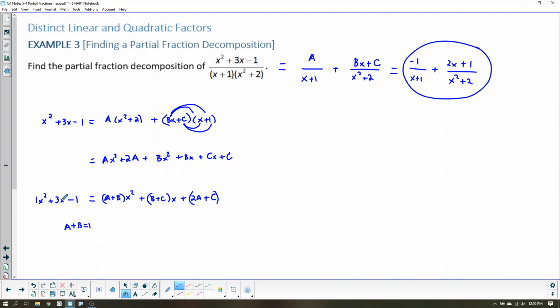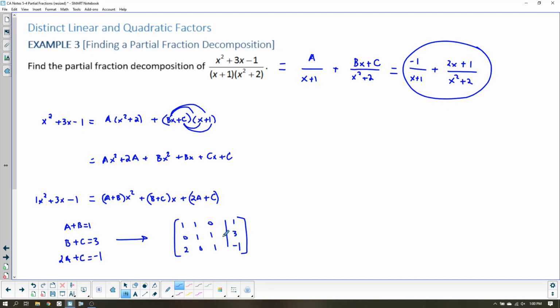For these to be the same, that coefficient has to be a 1. Similarly, the coefficient of the x has to be 3. So b plus c has to be 3. And then finally, this constant has to be equal to that. So 2a plus c has to equal -1. So what you end up with here is a system of 3 equations with 3 unknowns. You could write this system as a matrix. It would be 1, 1, 0, a solution of 1, 0, 1, 1 with a solution of 3, and 2, 0, 1, -1.